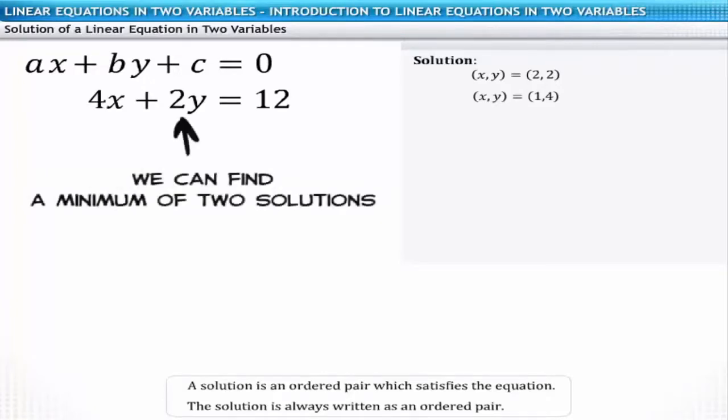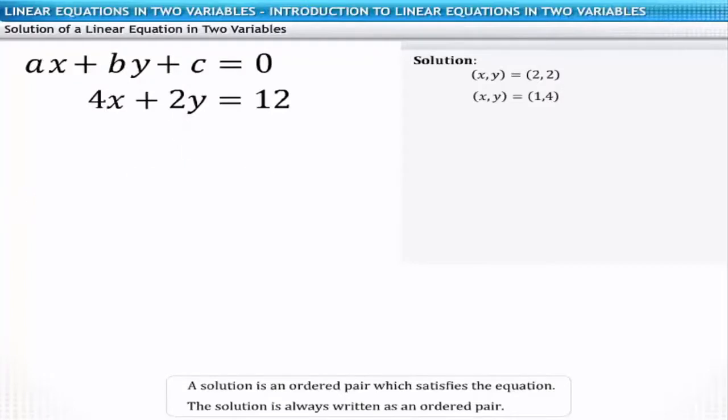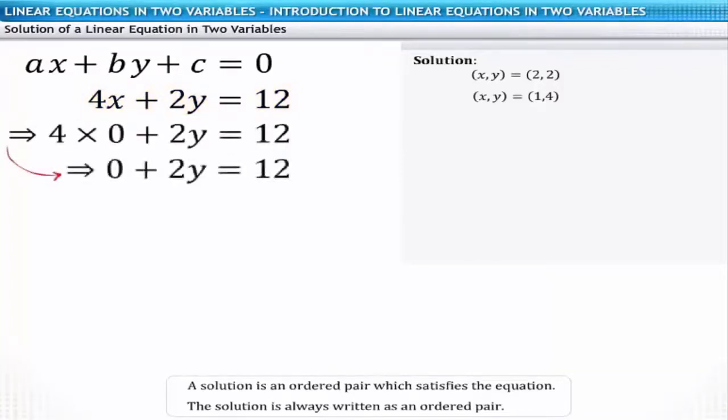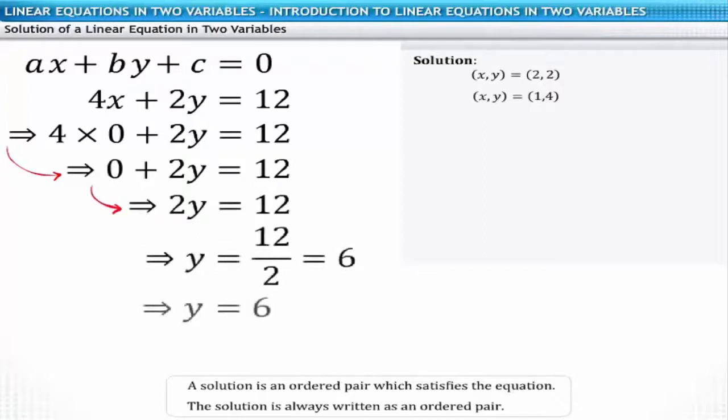There is a clear way of finding a minimum of two solutions to a given equation. Let's try it out with the same equation. Let's substitute 0 for x and find the value of y. Therefore, the solution is the ordered pair 0, 6.